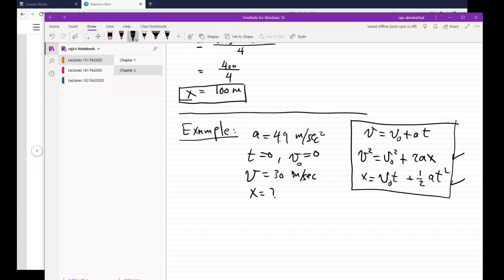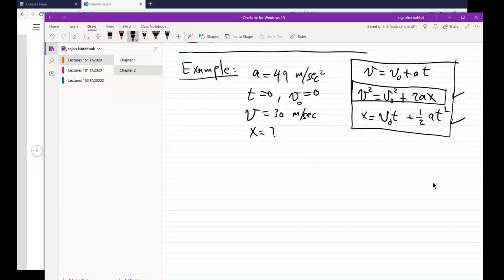He did not give us time, however. In other words, he didn't give us how long it took the car to go from 0 to 30. So I'm going to ignore the time factor, which is right here, this equation. So I'm going to be basically using the second equation, right, it's this one here, because it doesn't contain time. You see what I'm saying? So I'm going to use that.